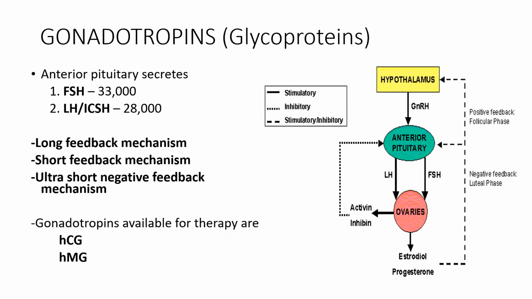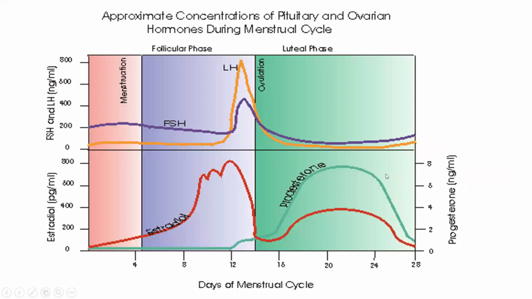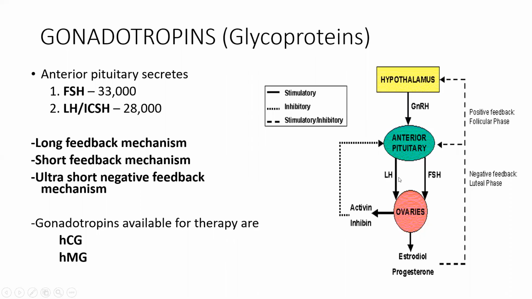And this is the slide showing the hypothalamo-pituitary and ovarian axis. The hypothalamus secretes gonadotropin releasing hormone, and this gonadotropin releasing hormone has its effects on the anterior pituitary to stimulate the gonadotropins, that is luteinizing hormone and follicular stimulating hormone. These luteinizing hormone and follicular stimulating hormone have their effects on the ovaries.